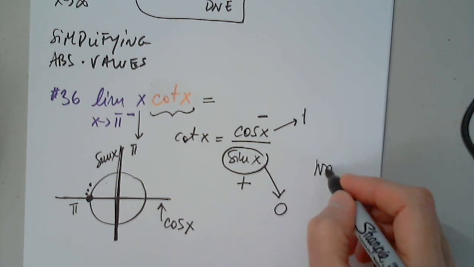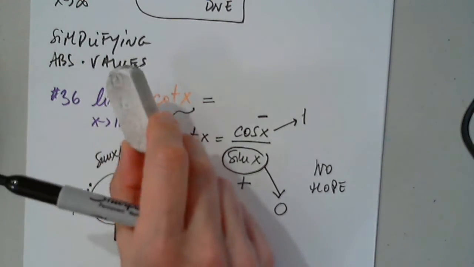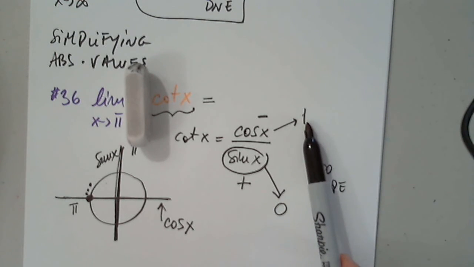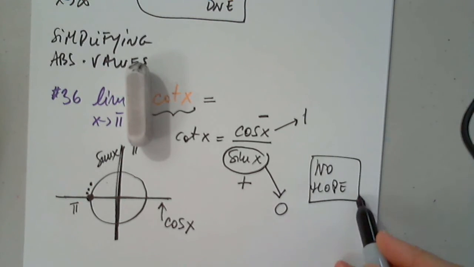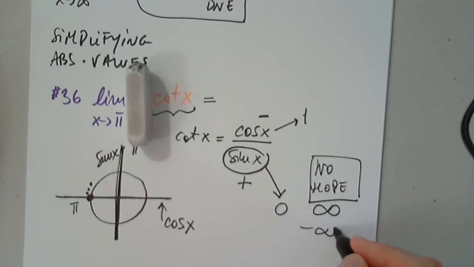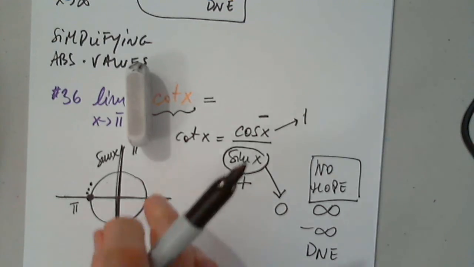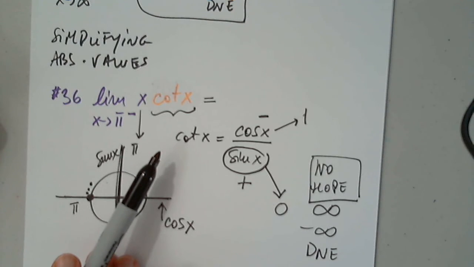And we know that this is no hope. It's guaranteed, right? This is a number, who cares? You can even forget about it. But this is a number that is not 0 over 0. So I know it's no hope. No hope means this, this, or this. It's from one side. DNE is possible, but unlikely in this case. But it's possible.